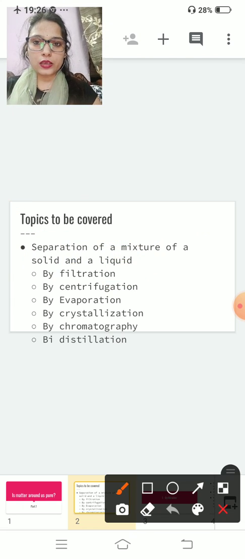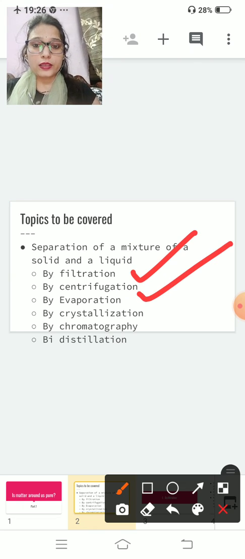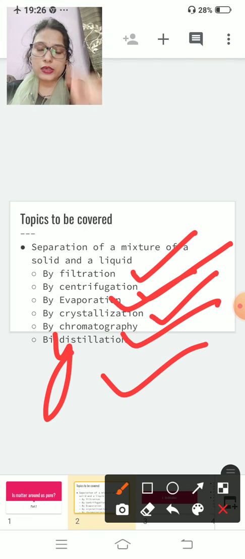How many methods are there? There are 6 methods. Number 1 by filtration, number 2 by centrifugation, number 3 by evaporation, number 4 by crystallization, number 5 by chromatography, number 6 by distillation.